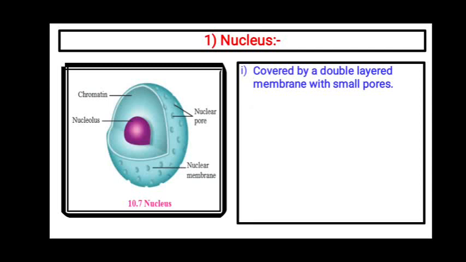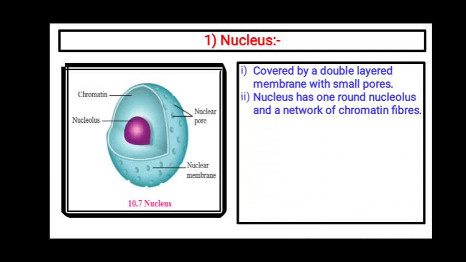Now let's look at the characteristics and functions of nucleus. Nucleus is covered with a double layered membrane, and that membrane has small pores on it. The membrane which is present around the nucleus is called as nuclear membrane, and the pores which are present are called as nuclear pores. Nucleus has one round nucleolus and a network of chromatin fibers. So inside the nucleus, there is nucleolus and the network of chromatin fibers are present.